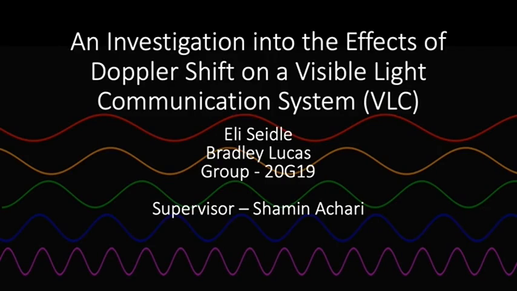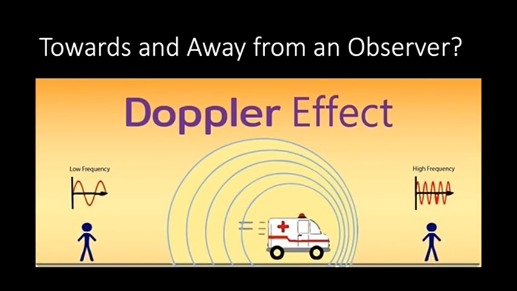Our project entailed the investigation into the effects of Doppler shift on a visible light communication system. A classic example of Doppler shift is how the pitch of an ambulance siren changes as it speeds past an observer. As the ambulance comes towards the observer, a higher pitch sound is heard, and as the ambulance passes an observer, a lower pitch sound is heard.